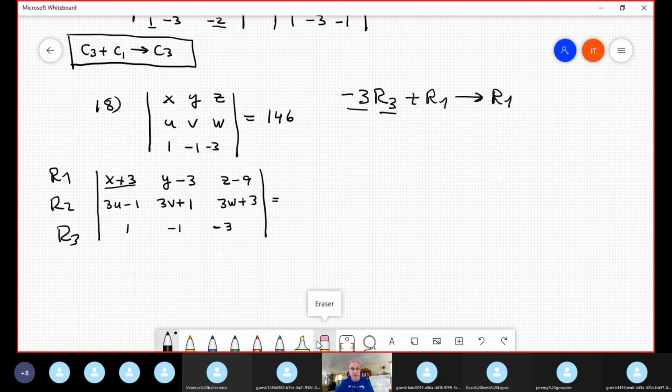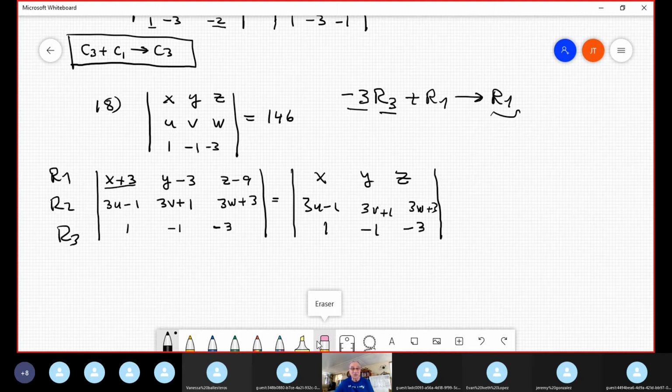It's obvious that the 3 cancels out and only x, y, and z stay. Do you see that or no? And the rest stays the same: 3u minus 1, 3b plus 1, 3w plus 3. Because I'm only doing one row operation between row 3 and row 1, it only affects row 1. So the 1, negative 1, and negative 3 stay. At least I did something. It eliminated somehow these 3 and this 9.